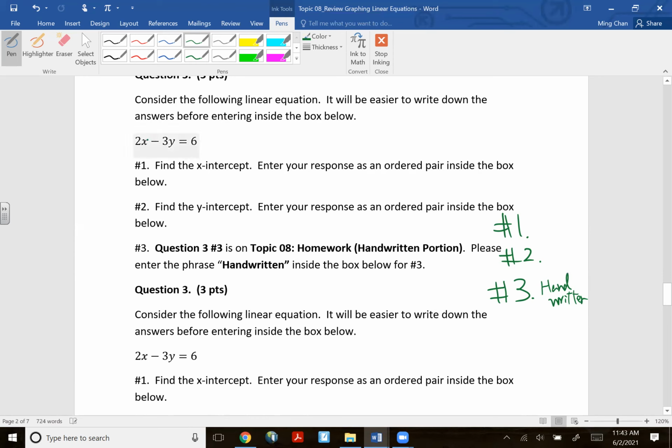So number 1, I want you to find the x-intercept. Number 2, I want you to find the y-intercept. Make sure when you tell me the x-intercept, you write it as an ordered pair. So number 1 is finding the x-intercept. You do that on the side, go ahead and find your x-intercept, and enter it into the computer portion. Work out the y-intercept on paper, and for number 2, enter the y-intercept.